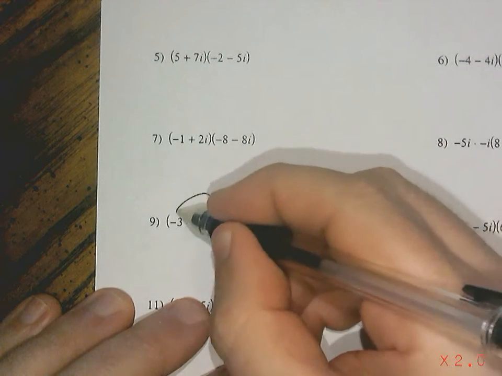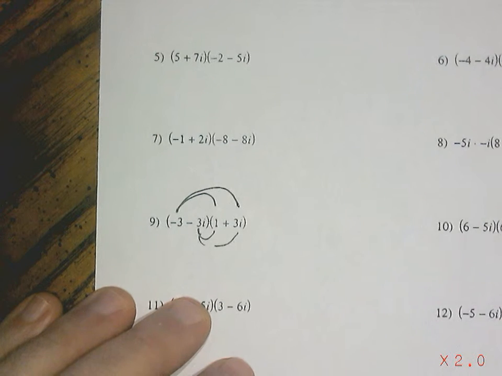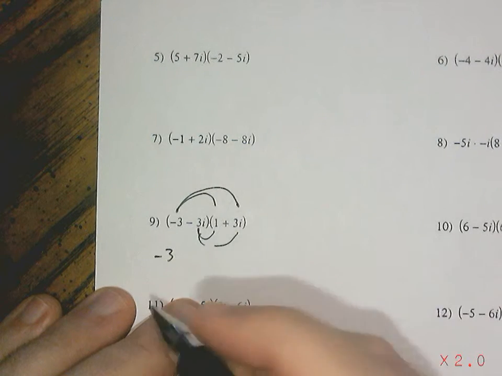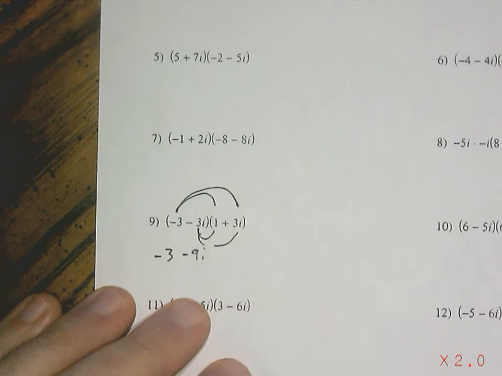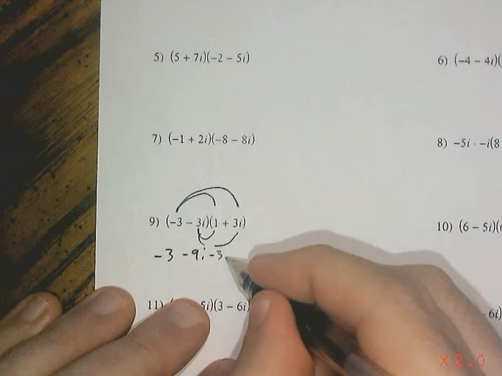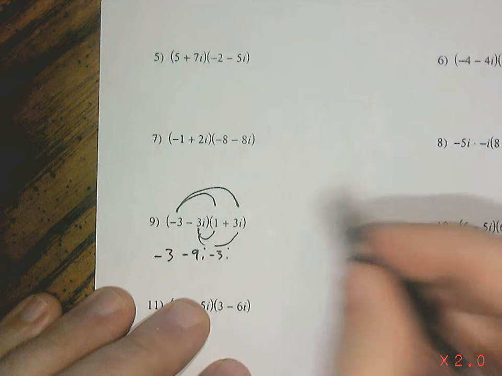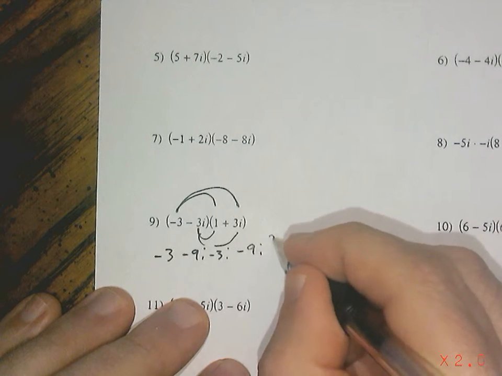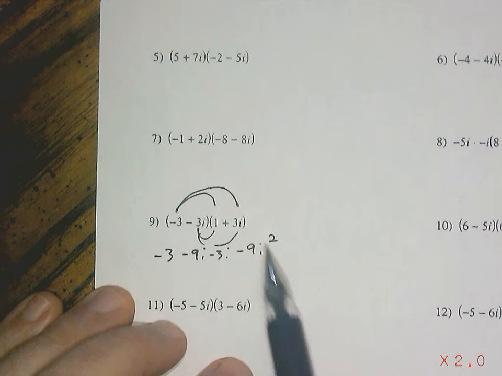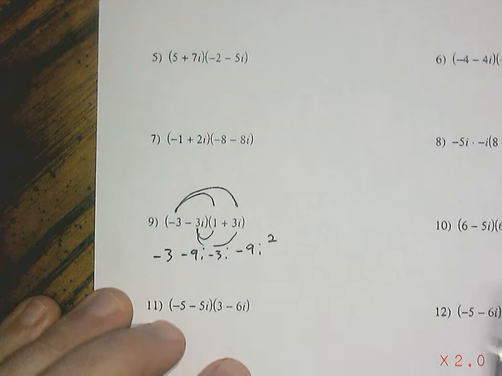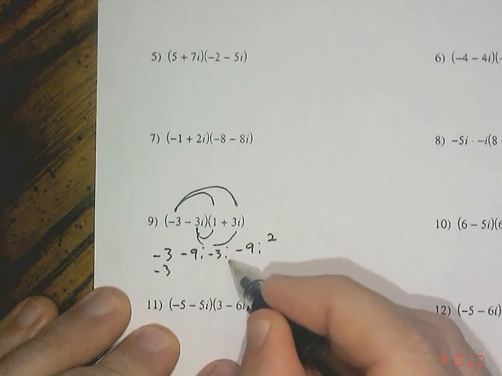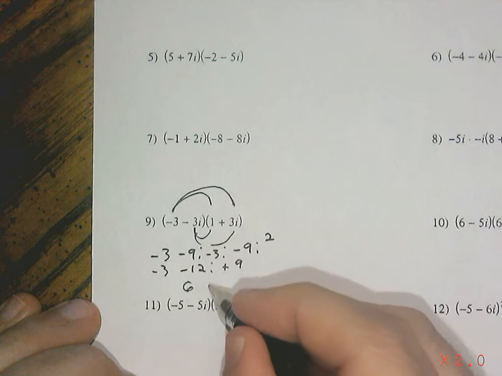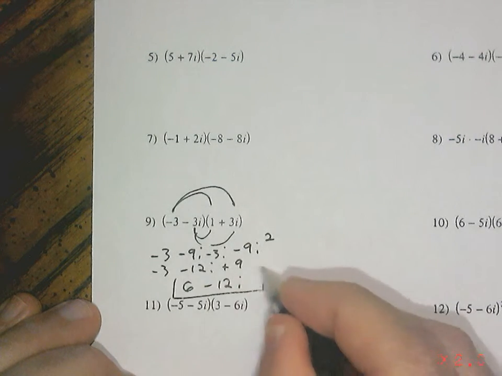So again, distribute to both numbers like that. And as we go, negative 3 times 1 is negative 3. Negative 3 times 3i is negative 9i. Negative 3i times 1 is negative 3i. Negative 3i times 3i is negative 9i squared. So that's going to become positive 9. So I'll rewrite it. So negative 9 minus 3 would be negative 12i, and then plus 9, negative 3 plus 9. Combine those, I'm going to get 6 minus 12i. That would be your answer.